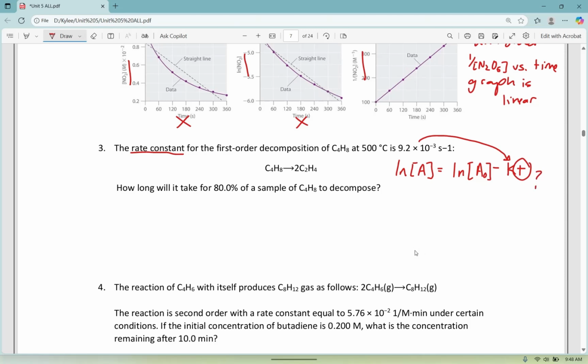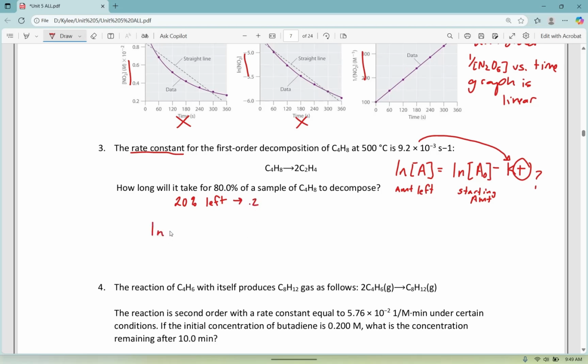t is my unknown. Now, one thing that I do want to point out is what each of these values mean. ln of A is the amount left. And this ln of A naught would be my starting amount. Now, they did not give me actual values of molarity or anything like that. They gave me percents. So if 80% decayed, that means that 20% would be left. And so I'm actually going to use the decimal form for my value, which would be 0.2.